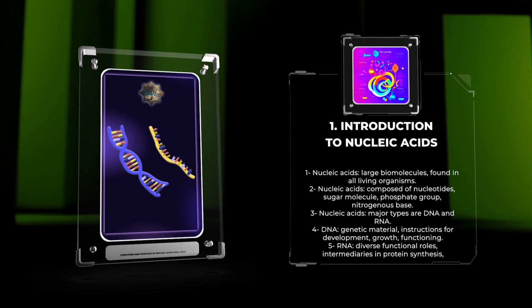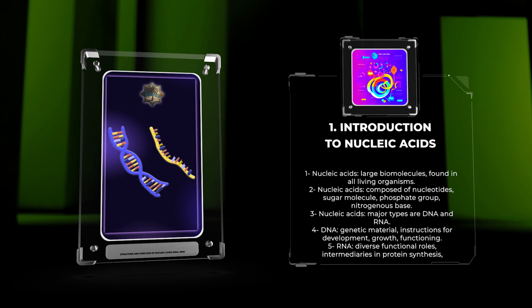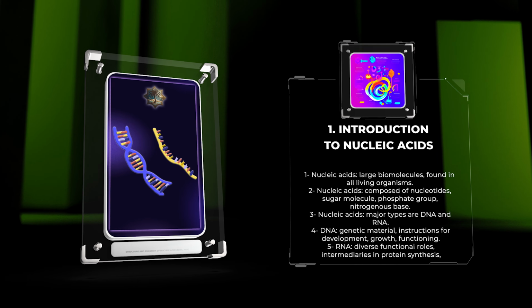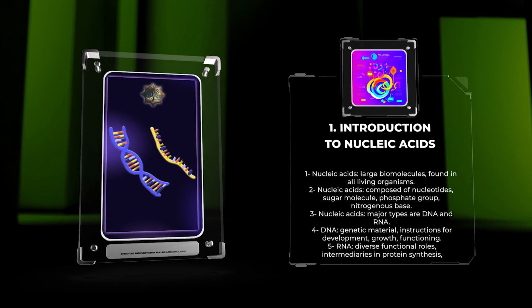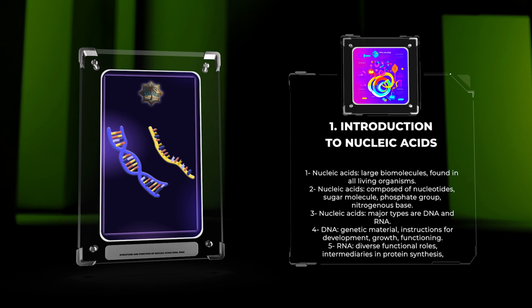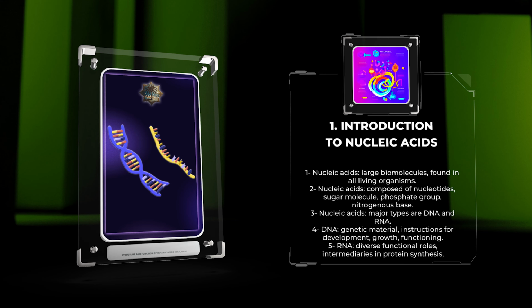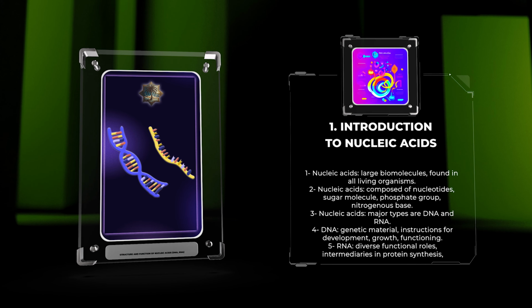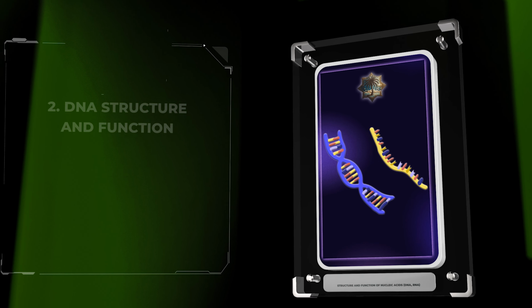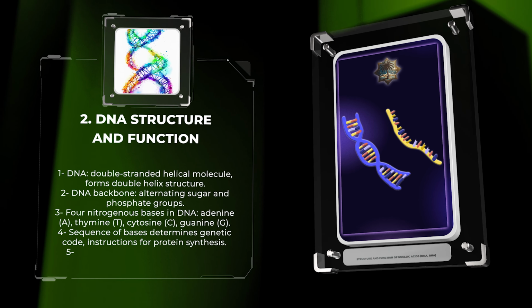DNA serves as the genetic material in most organisms, carrying the instructions necessary for the development, growth, and functioning of living systems. RNA has diverse functional roles, including acting as intermediaries in protein synthesis, catalyzing biochemical reactions, and regulating gene expression. DNA is a double-stranded helical molecule that forms a ladder-like structure known as the double helix.